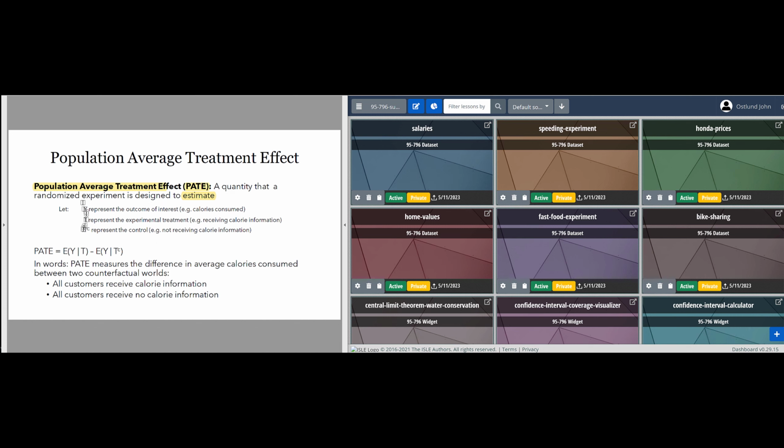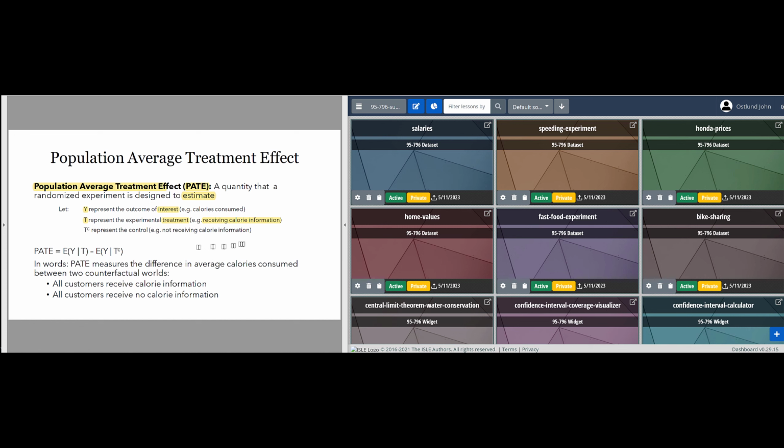And let's set this up by defining some terms. Let's have y represent some outcome of interest, which, as an example, let's suppose is calories consumed in our fast food restaurant experiment. Let's call t the treatment given to participants in this experiment. And in this particular case, the treatment given to each participant will be that they received calorie information.